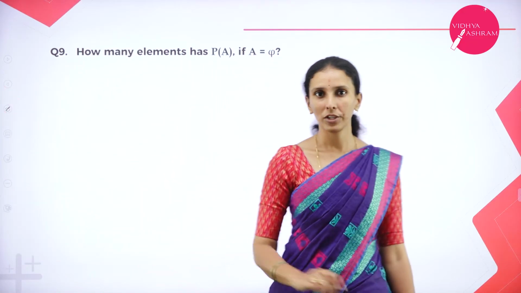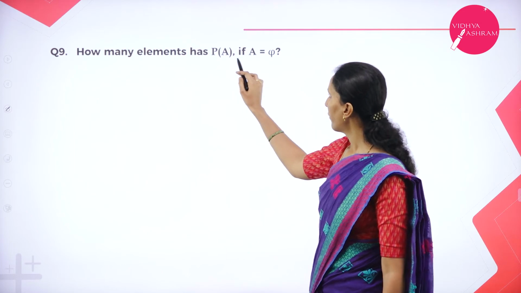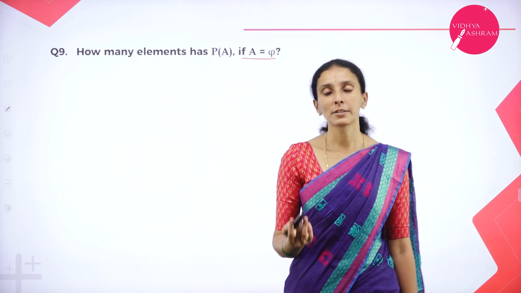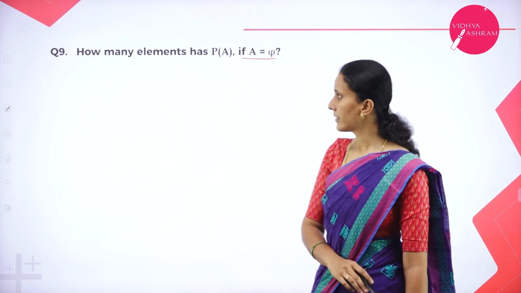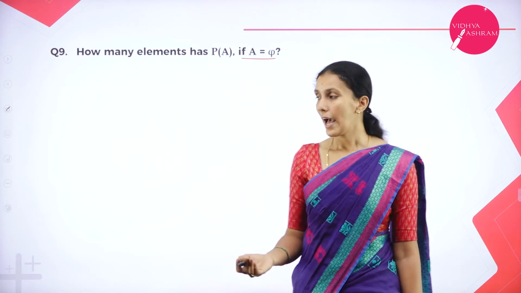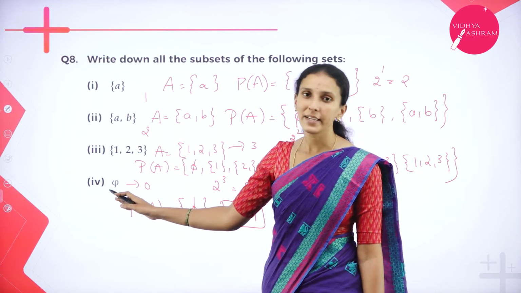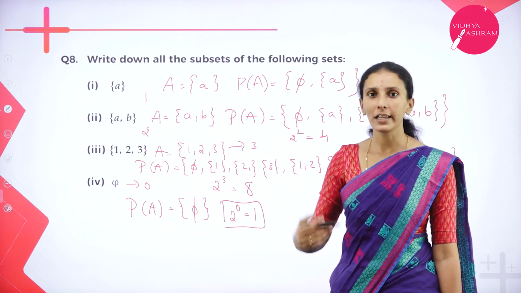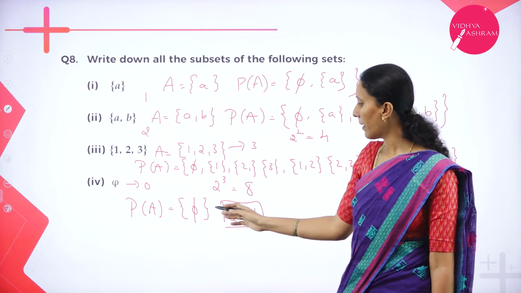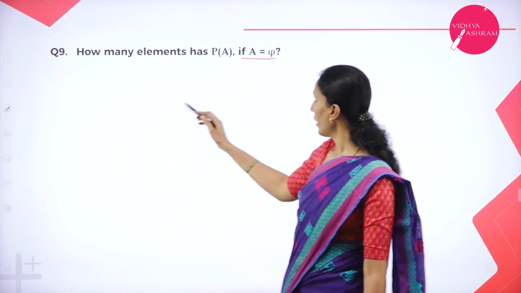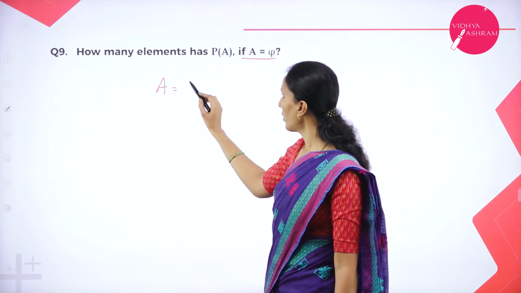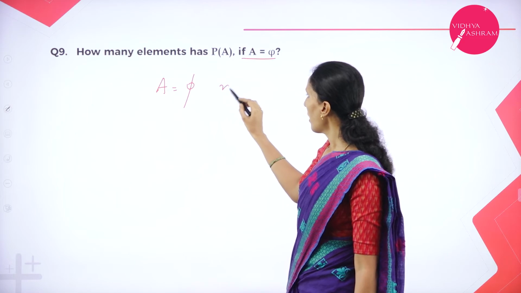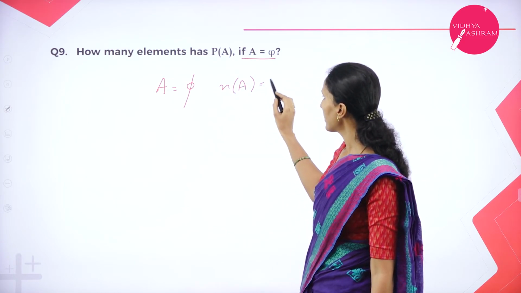So here is one more question. Same: if A is empty, what is its power set? I explained it. I said previously, an empty set means it does not have any elements. So if it does not have any elements, then the power set contains only the empty set.